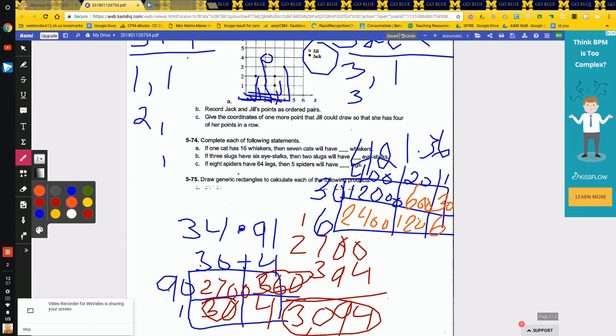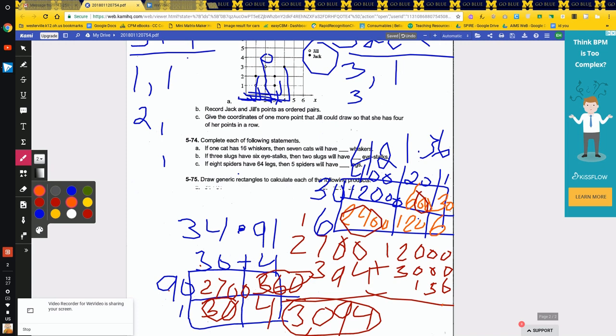Then we have to add all our numbers up. So we have 12,000 plus, I can do my 2,400 plus my 600 would give me 3,000. Then I'll add my 120 and my 36, which will give me 156. Add them all up.